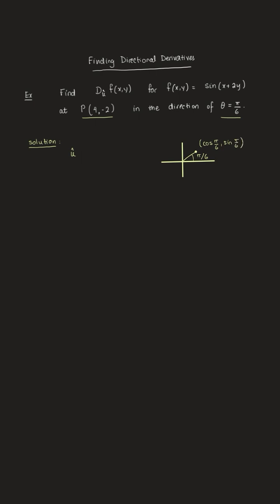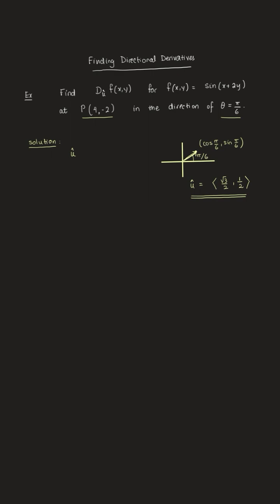So we can think of the vector that we're looking for in the direction of pi over 6, u, as having components square root of 3 over 2 and 1/2, or the cosine of pi over 6, sine of pi over 6, and this will be a unit vector because that point lies on a unit circle. You can check by finding the magnitude of u and you will see that it has a magnitude of 1. So it's important to always make sure that the vector that we're using is a unit vector.